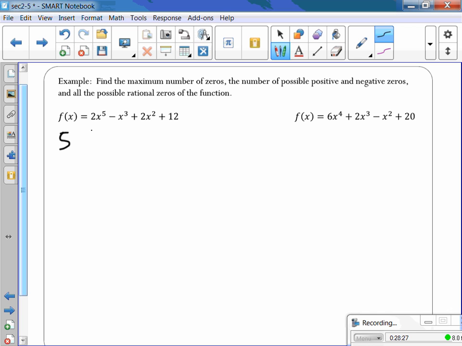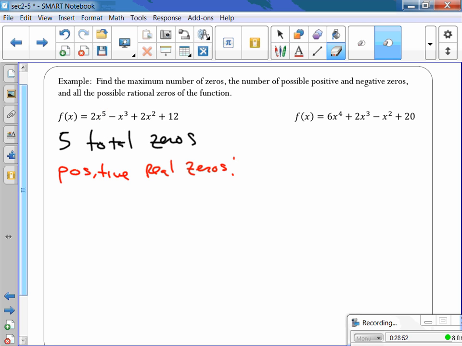Absolutely. So how many positive real zeros? Why only 2? So either 2. Absolutely. There's 2 positive, or 2 changes from here to here. These are the only 2 sign changes. Like I said, 2 or 0.